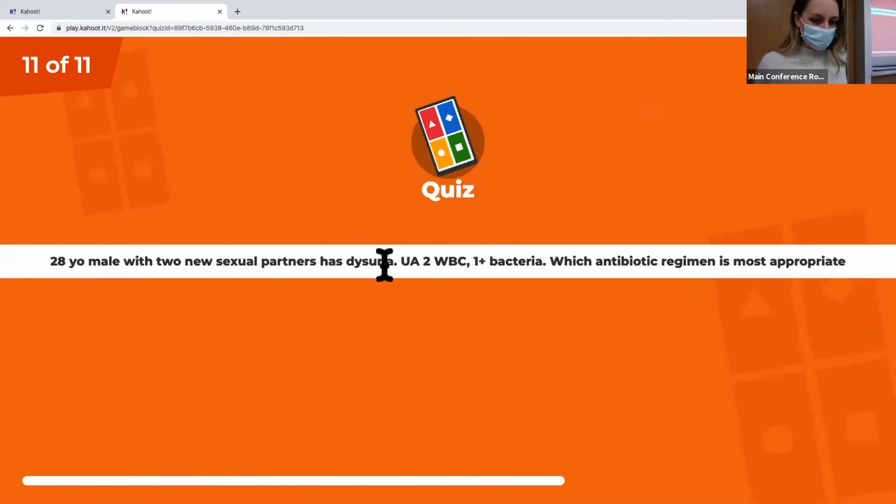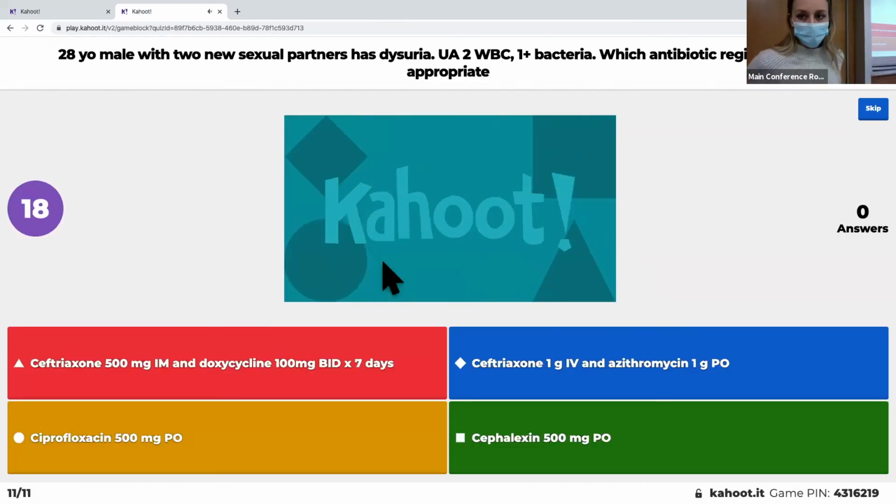A 28-year-old male with 2 new sexual partners has dysuria. UA shows 2 white blood cells plus 1 bacteria. Which antibiotic regimen is most appropriate?